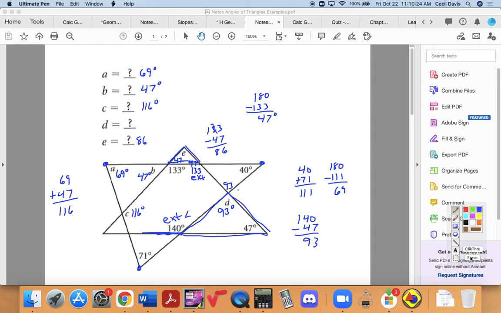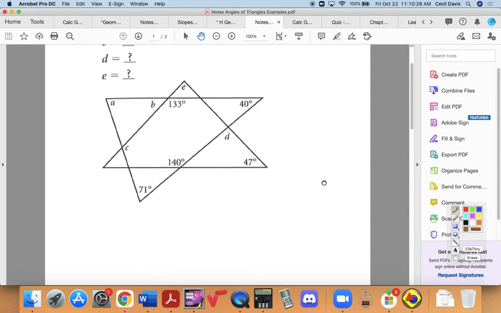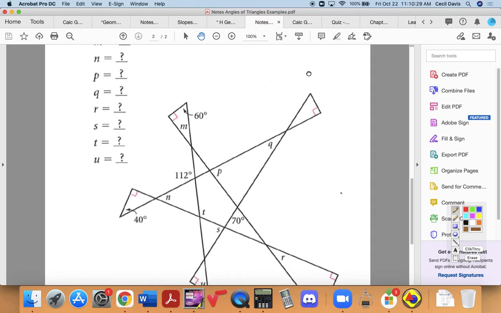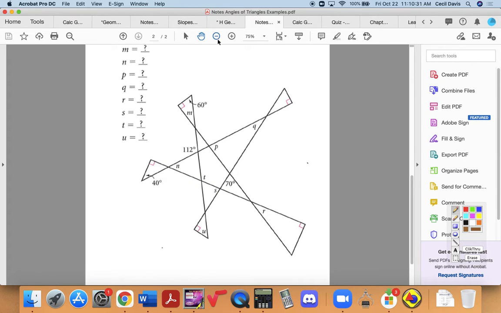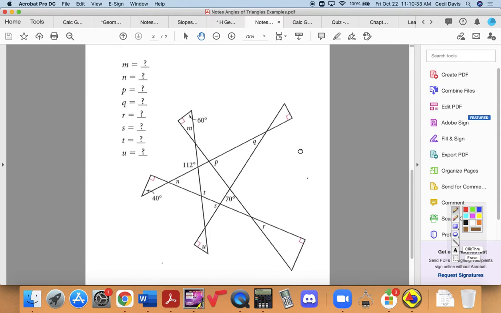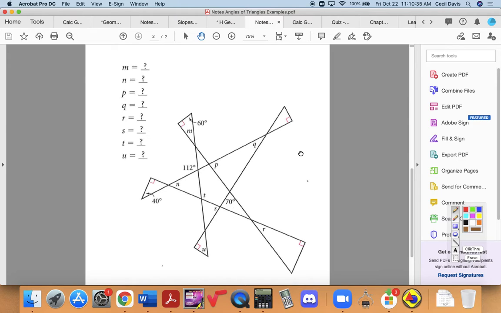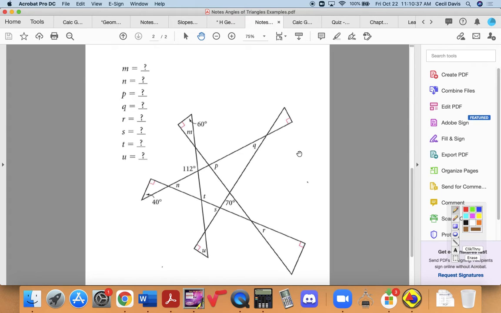All right, let's try another one that's a little uglier. This is a weird shape. It looks like the Jewish star. How many triangles are in this? That's the first one. A lot. That's R11, if you were wondering.